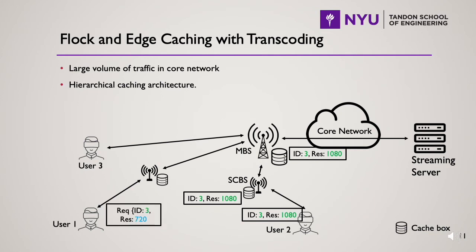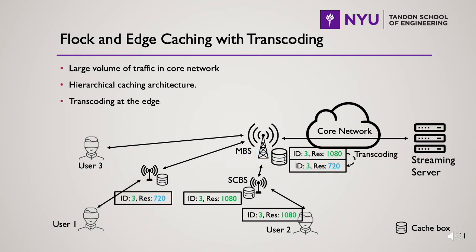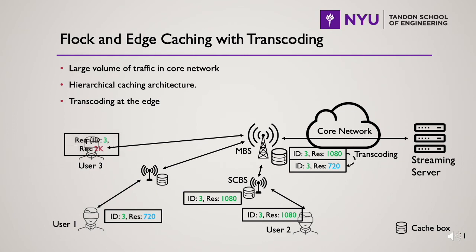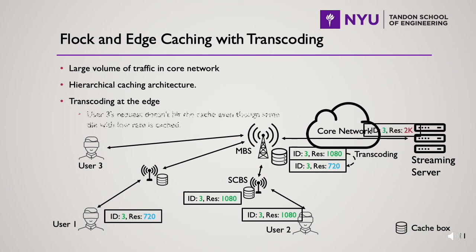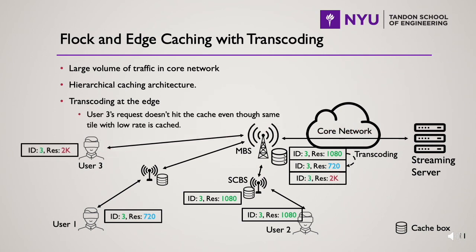Later, user 1 requests the data with the same ID but lower resolution. At the cache, if we assume transcoding is enabled, then user 1's request can be served by the cache server so that core network traffic can be reduced. However, if user 3 requests a high resolution, and we know it's hard to transcode from low resolution to high, therefore, user 3's request cannot be served by the cache, so that traffic cannot be saved in this case.